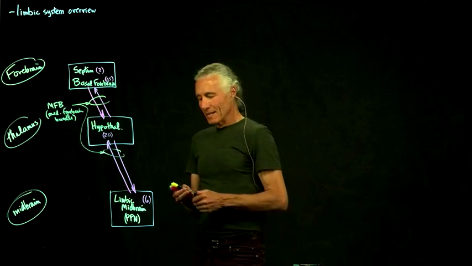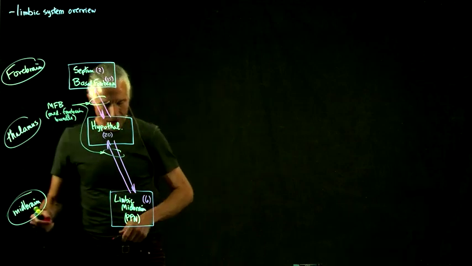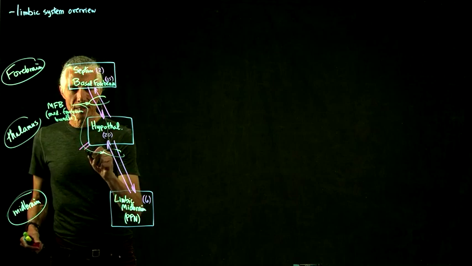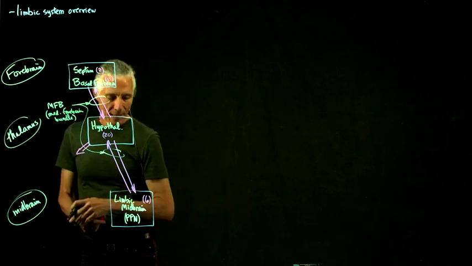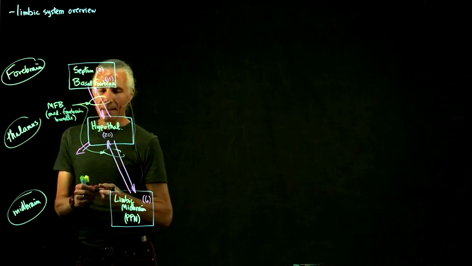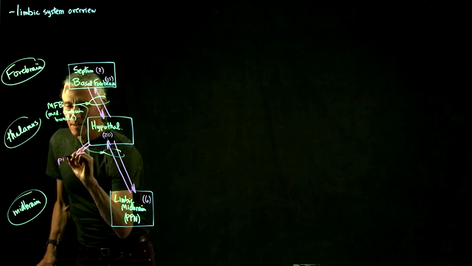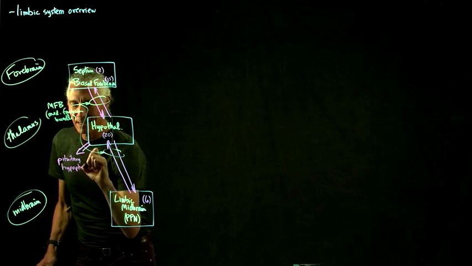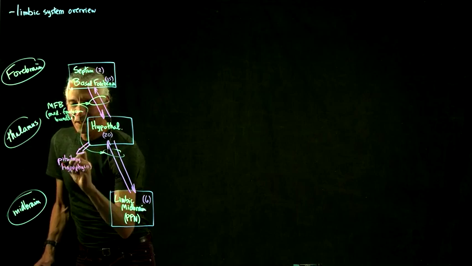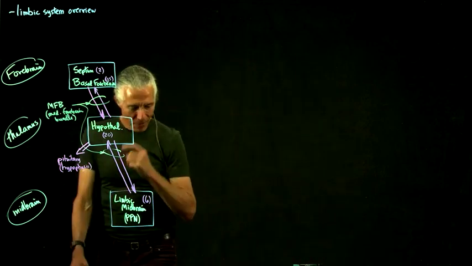Now it has several different outputs, and one of the major outputs that comes out of the hypothalamus, you can sort of think of it as a motor output, is the pituitary. So if you look at the pituitary, that's called the hypophysis. Hypo, the underneath physis. And so that has two parts.